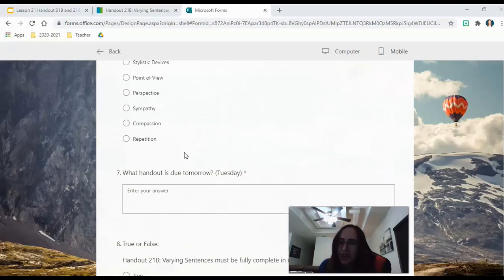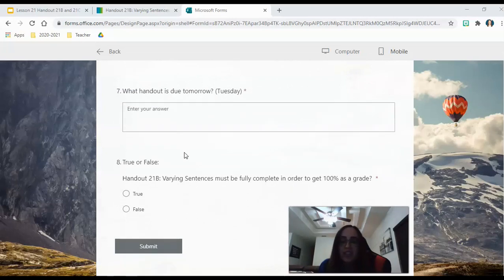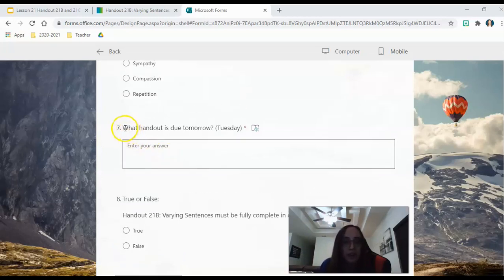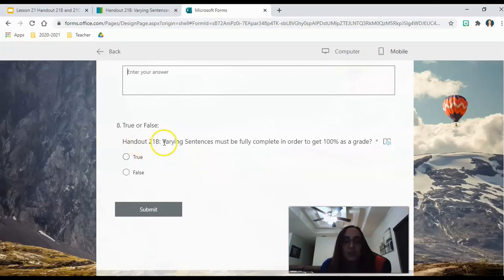Please make sure you write them, because it's very easy to tell students who didn't write them. If you fail this very easy exit ticket, that's going to tell me you did not write down the vocabulary word. So please just write them down so that you can get the 100. I'm also going to have here what handout is due tomorrow. You do write in whatever handout is due tomorrow. And then, of course, true or false, very simple question.